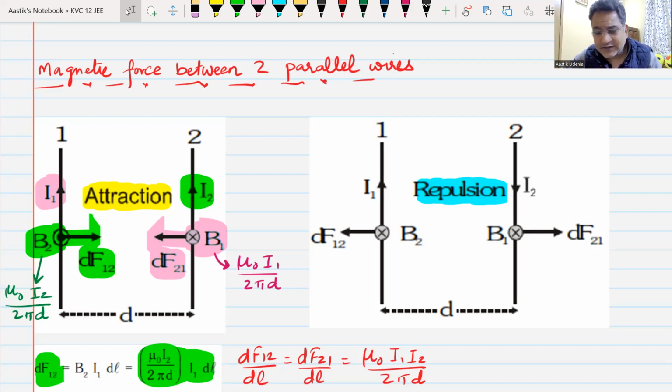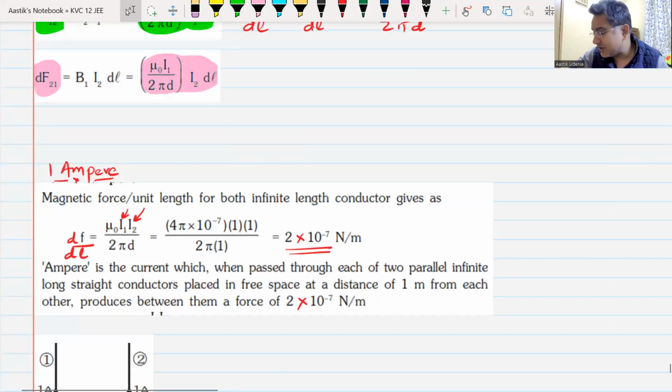The force per unit length between two parallel wires separated by a distance of 1 meter when 1 ampere of current flows through them is 2 pi into 10 raised to the power minus 7 Newton per meter, and that is the definition of 1 ampere. Do we remember this definition of 1 ampere? Yes, sir. Okay.